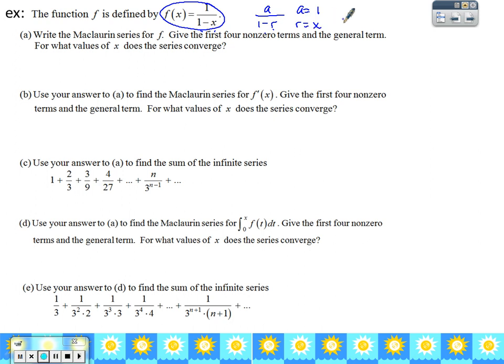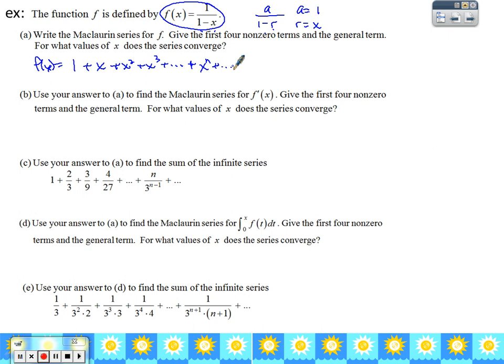So let's generate the series. We could say f of x equals, and let's write that because we're going to be doing some crazy stuff as we go on. So just say f of x, this is the original. We start with 1 and then we multiply by x each time. So 1 plus x plus x squared plus x cubed plus dot dot dot, and then x to the n is the general term that I'll use. Okay, so we have the answer to the first question.